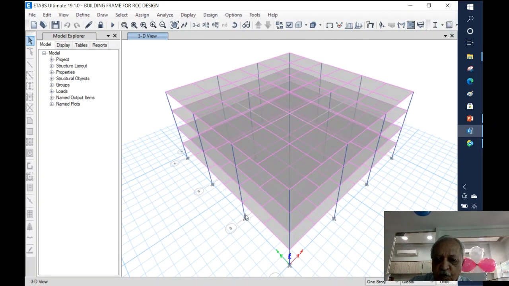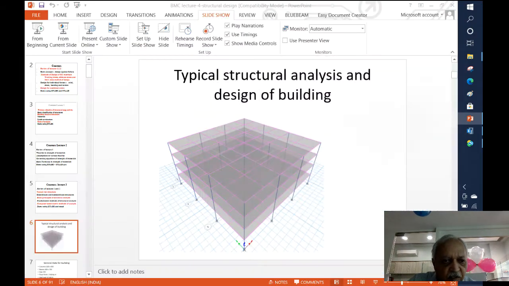So we have 4 basic components in a simple building which we have considered: the slab, the beam, the columns, and finally the foundations. All these need to be firstly analyzed. I need to know the forces in them, and then consider the design as the subsequent step.